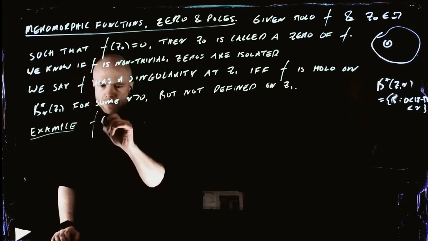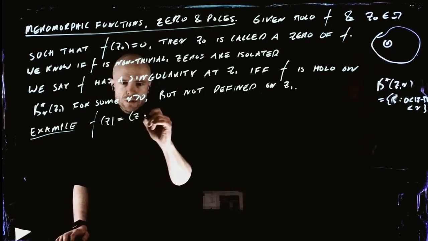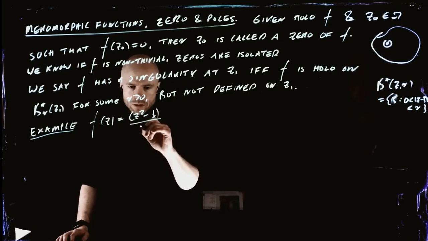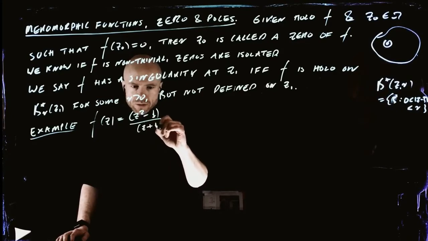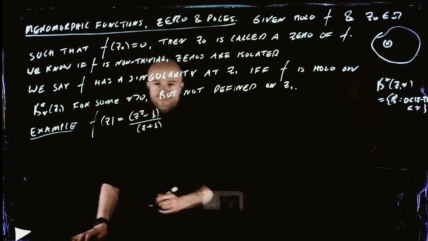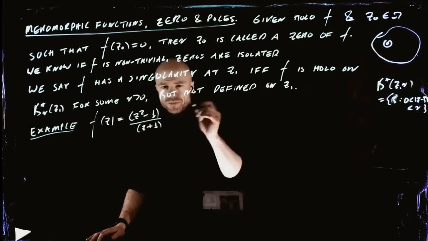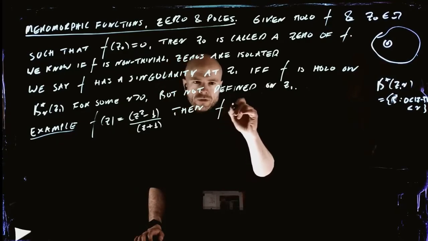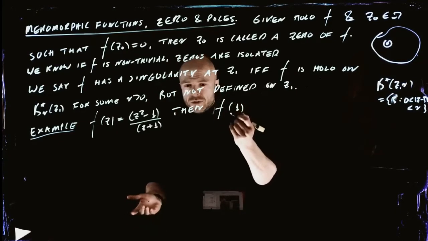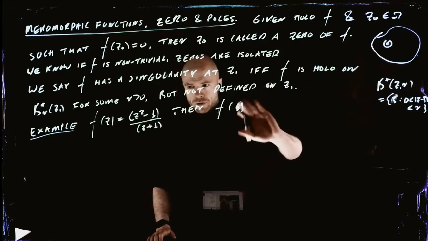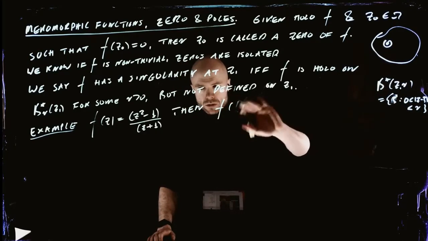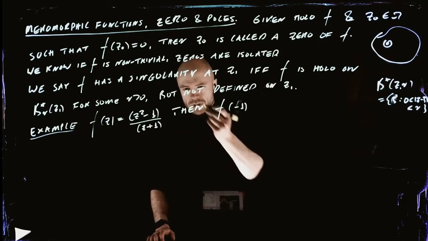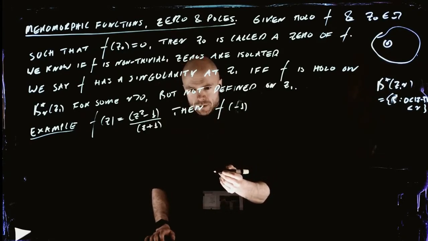if we have f of z equals, say, z squared minus 1 over z plus 1, then what do we know? f of minus 1 is not defined, because at the moment it's just 0 over 0.